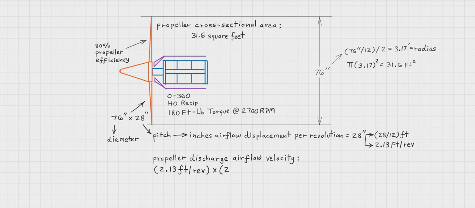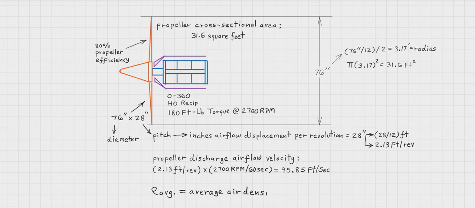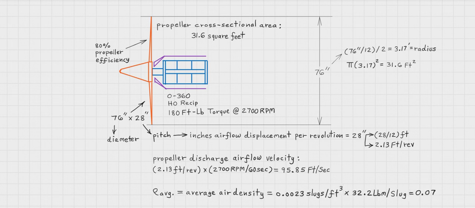Then we take the 28-inch pitch, that's the inches of airflow displacement per revolution, and convert that to feet. So 2.13 feet per revolution of propeller airflow displacement. Then we can multiply that times the revolutions per second, 2700 RPM divided by 60. When we do so, we get a propeller discharge airflow velocity at 2700 RPM of 95.85 feet per second.